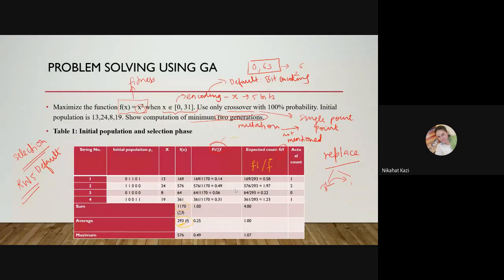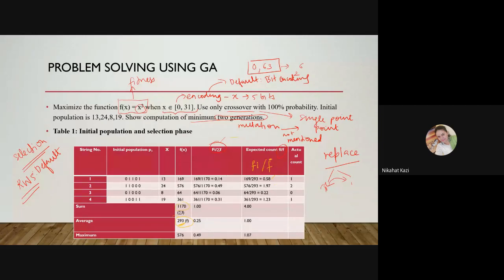Expected count. So you will get some decimal number. What you need to do here is, using this expected count, this is very important, you are going to compute the actual count. So using this only, you are going to find the actual count. What is the meaning of this? How many copies of this chromosome will be used for generating the population in the next generation.